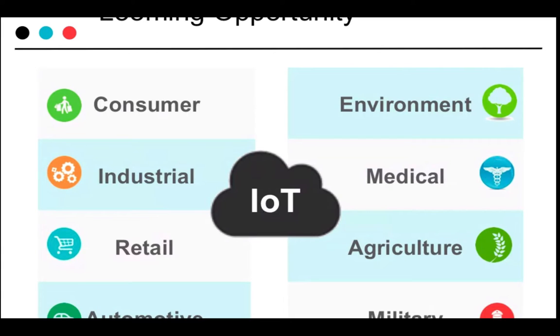All right, so where is it going to be impacting? Every single field that we know of today is getting impacted and is going to be transformed by Internet of Things. I can guarantee you that. I can pretty much give you an example in each and every one of these from my own experience today. Consumer, industrial, environment, medical, agriculture, retail, automotive, everything is getting transformed. It is transformed in a way that we cannot even imagine today.